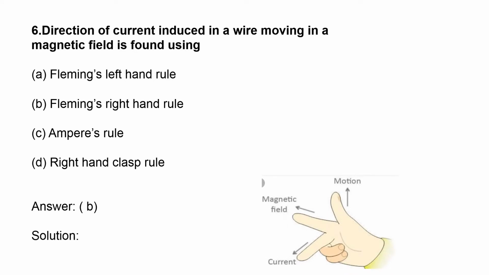According to Fleming's right hand rule, if we hold the right hand like this, the thumb indicates the direction of motion of the conductor, the forefinger indicates the direction of the magnetic field, and the middle finger indicates the direction of current. These three fingers are mutually perpendicular to each other. So whenever there is a movement of a conductor, the direction of current induced in that conductor is given by Fleming's right hand rule. So the answer is option B.